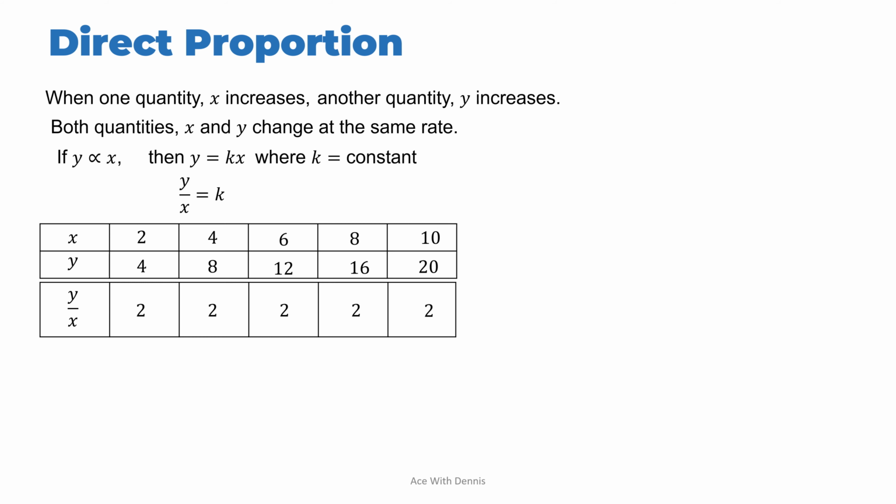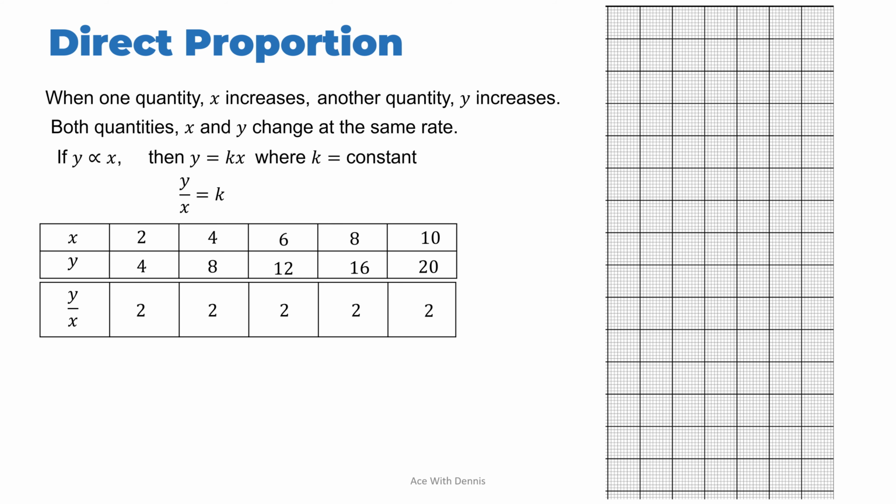Now, if you want to plot these pairs of values on graph paper, this is what we get. We have the x and the y axis, and we label the scale, and then we plot the points one by one. So first point, second point, third point, fourth point, and the last point. Then we join them together. We see that we get a straight line crossing the origin 0, 0.